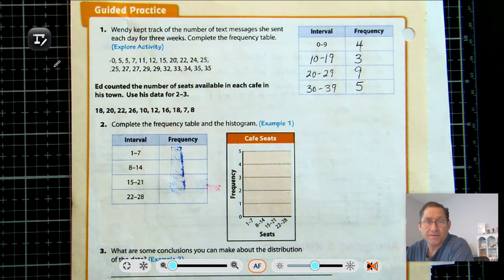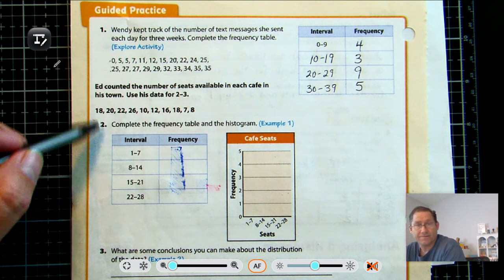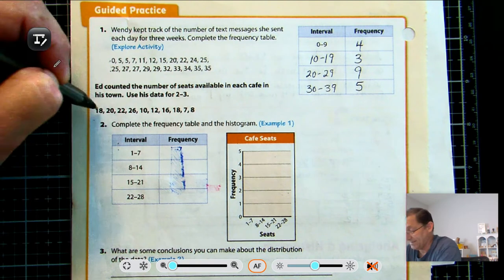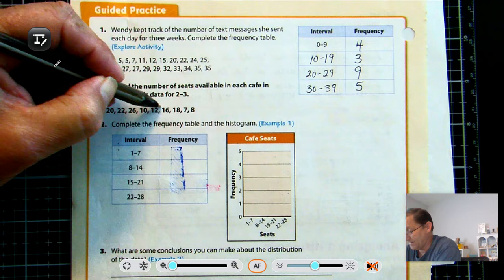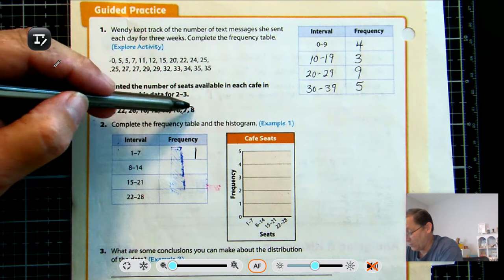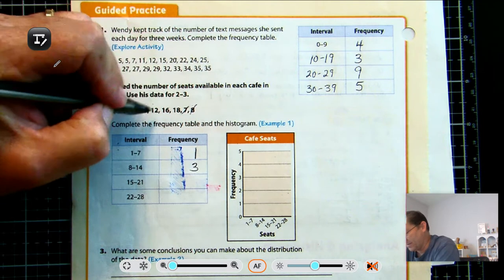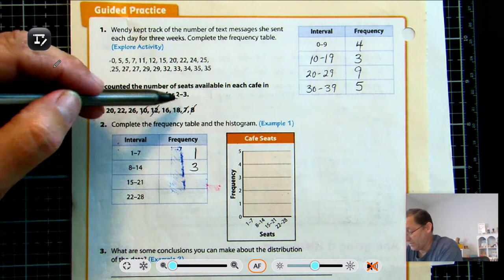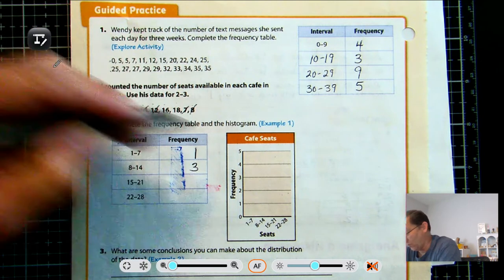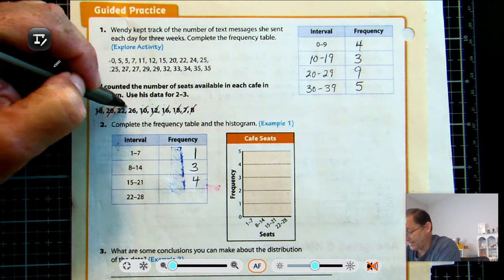So now Ed counted the number of seats available in each cafe in his town. Use his data for numbers 2 and 3. All right, so these are his data points, and we need to find how many are from 1 to 7. There's only one, that's 1 to 7. 8 to 14, 1, 2, 3, 3. 15 to 21, 1, 2, 3, 4. And 22 to 28, 2.